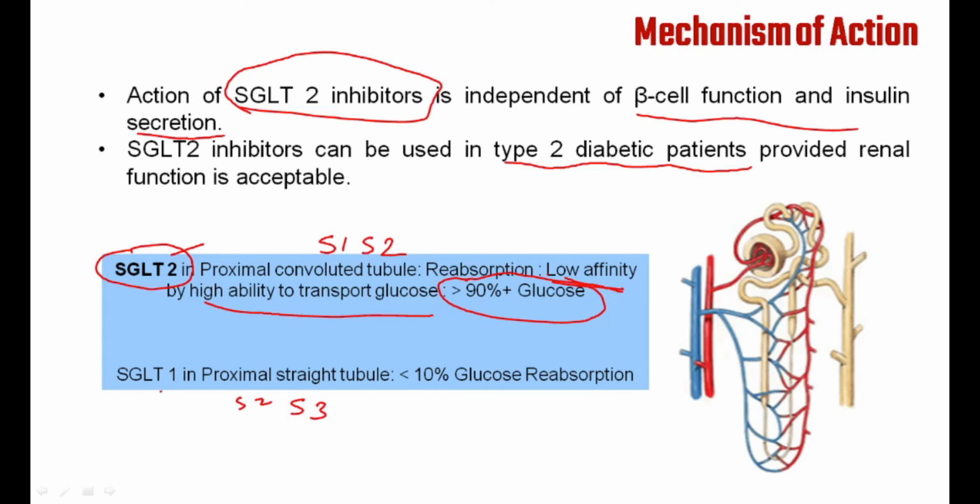And of course, as we have told, one of the recently approved drugs is used for type 1 diabetes by inhibiting SGLT1 and SGLT2, that is sotagliflozin.